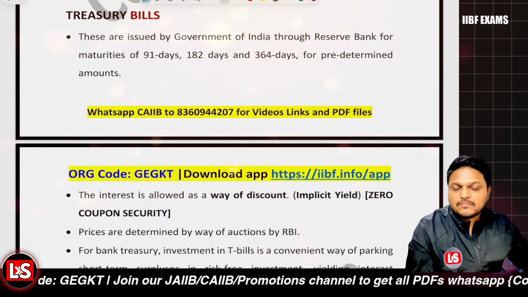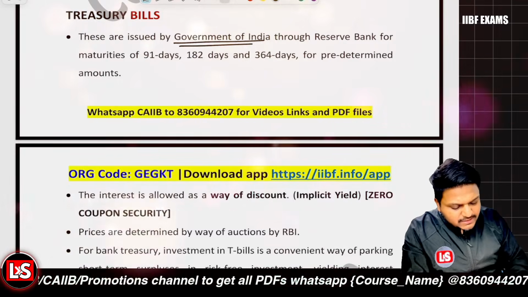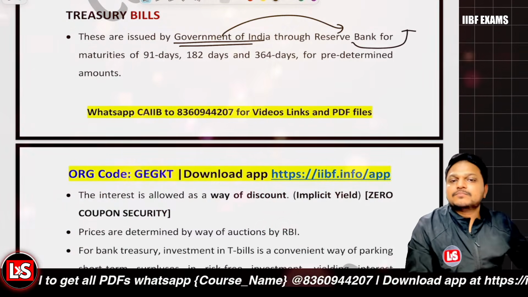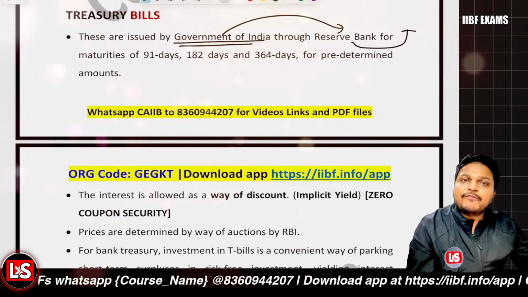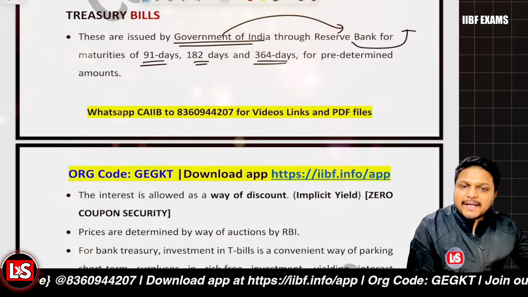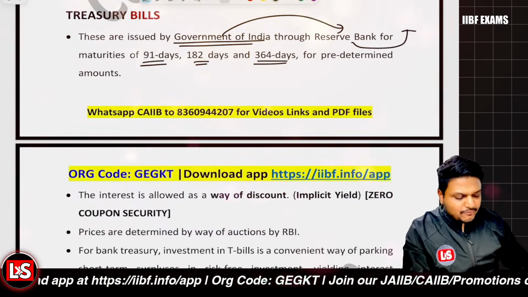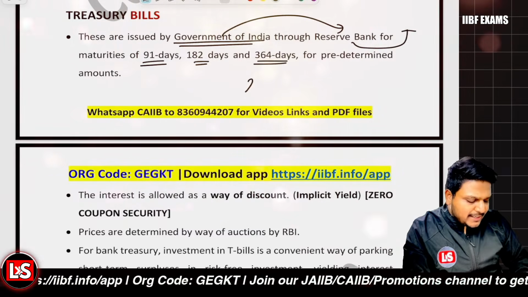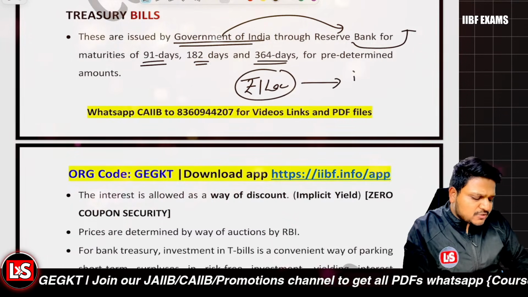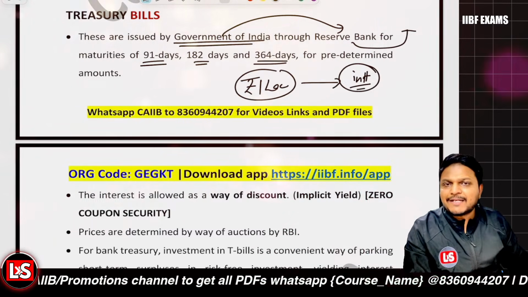Treasury bills are issued by the government of India, through the Reserve Bank of India. These are available for different tenors, like 91 days, 182 days, 364 days, and this is predetermined, right? And this is a zero coupon security. What happens when you invest in a bond, let's say you invested rupees 1 lakh into the bond, you'll be getting an interest rate, which we call coupon, after every periodic tenure.